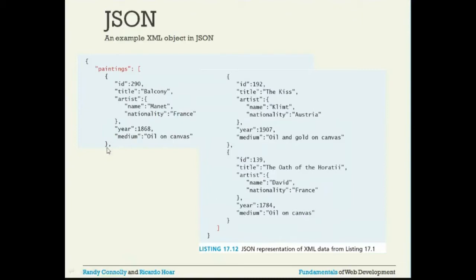Inside each of these objects, we have the name and value pairs. The name is ID, 290, comma, title, colon, Balcony, comma. Then we have the artist. Artist here is mapped to another object. And inside that, we have the name and the nationality. Then we have year and medium. So this is how the JSON will look. If you compare it to the XML, this is much more precise than the XML.